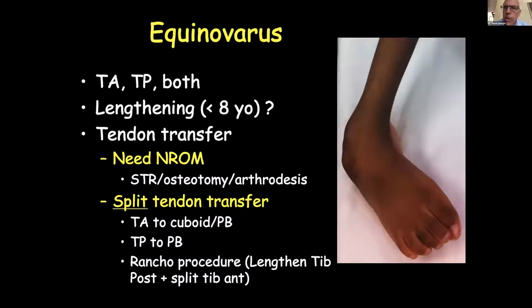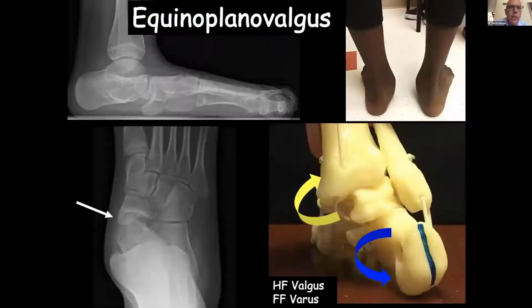We always recognize the need to get a full range of motion before doing our tendon transfer, and whether that requires soft tissue release or bony procedure depends on the patient. Split tendon transfers, your tib ant can go into the cuboid or peroneus brevis, tib post to the peroneus brevis, and in many cases, particularly when we don't have any information from gait analysis, the Rancho procedure has been advocated, lengthening the tibialis posterior with transfer of the tibialis anterior.